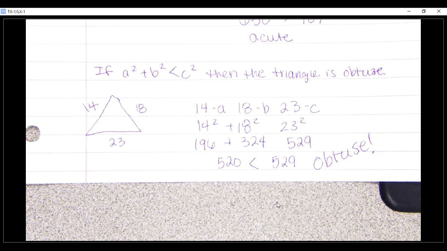What's really important to know is that the legs A and B can be switched. So if you had 18 for A and 14 for B, that is okay, but the C has to be the longest side. And another important thing to do is make sure you do the math. Just by looking at the triangle, you might be able to tell if it's acute, obtuse, or right. However, don't rely on your eye because sometimes it is not drawn to scale. So it might look one way, but it actually would be another way. So make sure you do the math and make sure that you are applying the converse of the Pythagorean theorem.